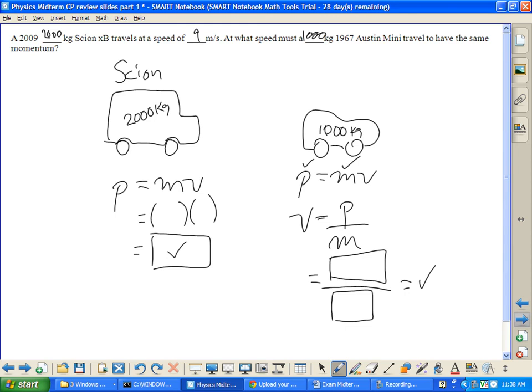It's so much easier to break things down. The velocity of the bean car, the 1,000 one. It's 18 meters per second. Yeah, this is easy.